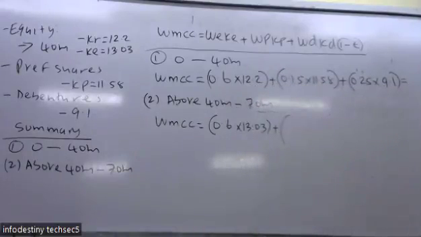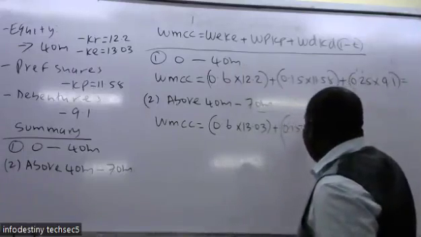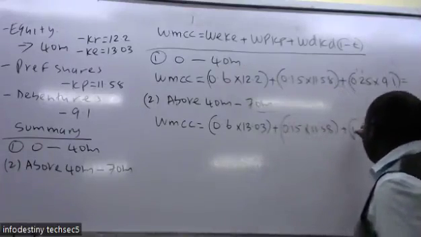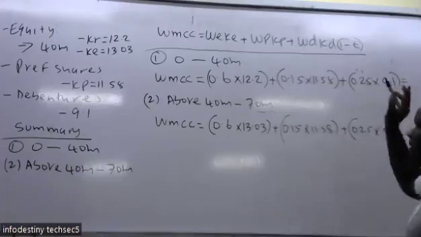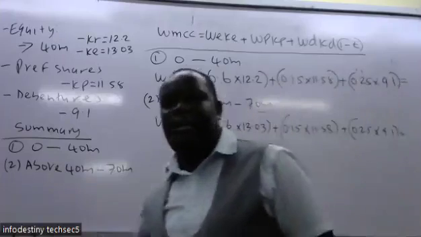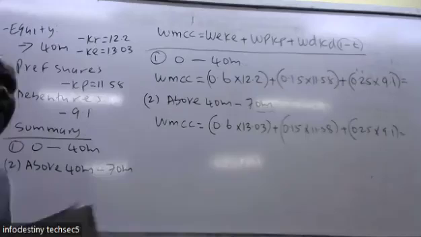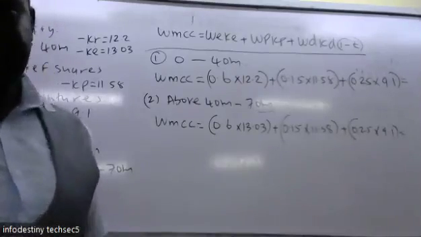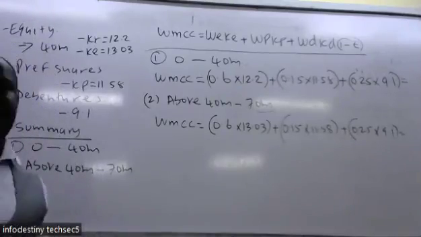The rest will not change, since they had no break. So this one will also be 0.15 at 11.58. Also, this one will be 0.25 at 9.1. So those are the 2 WMCC in the intervals between the breakpoints.